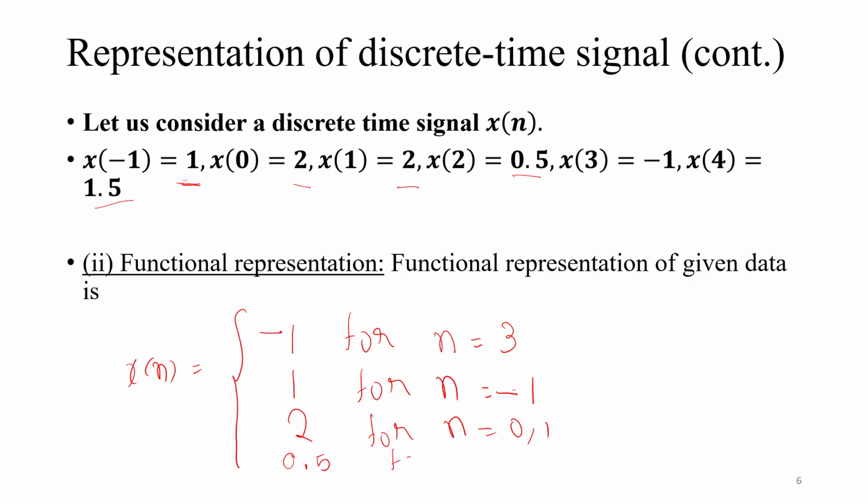for n equal to 2. Next, 1.5 for n equal to 4. And x of n is equal to 0 otherwise, for all other cases it will be 0. So this is the functional representation: minus 1 for n equal to 3, 1 for n equal to minus 1, 2 for n equal to 0, 1, 0.5 for n equal to 2, 1.5 for n equal to 4, and 0 otherwise.